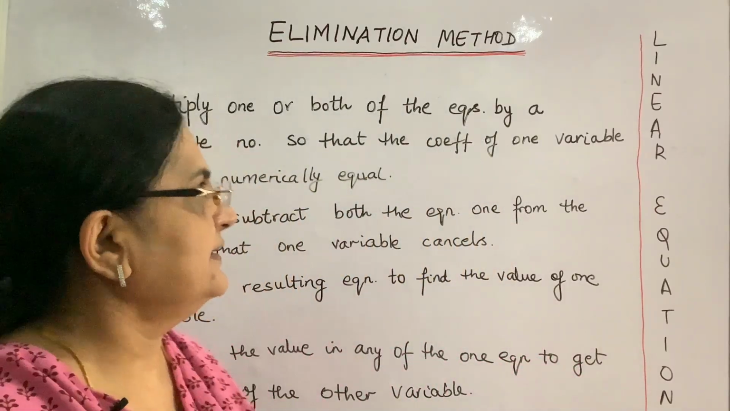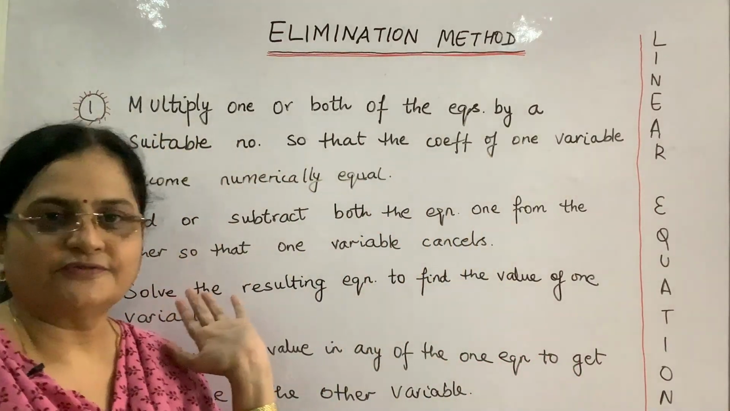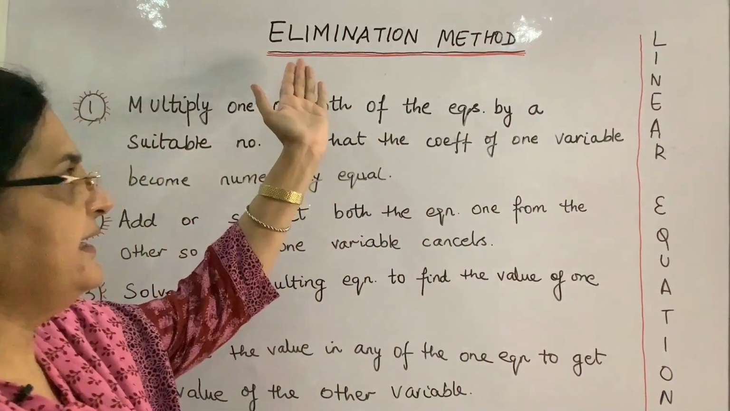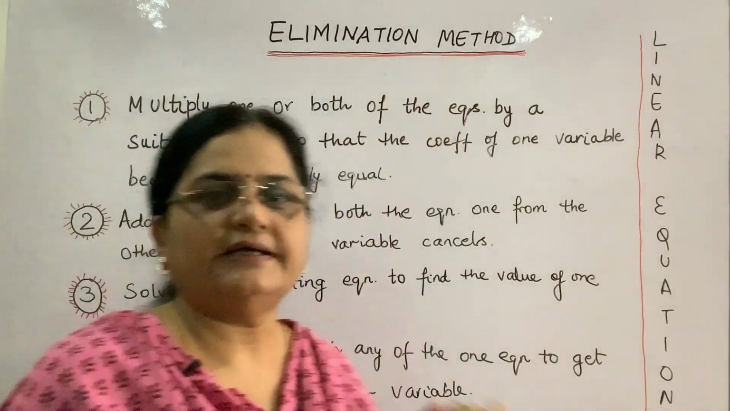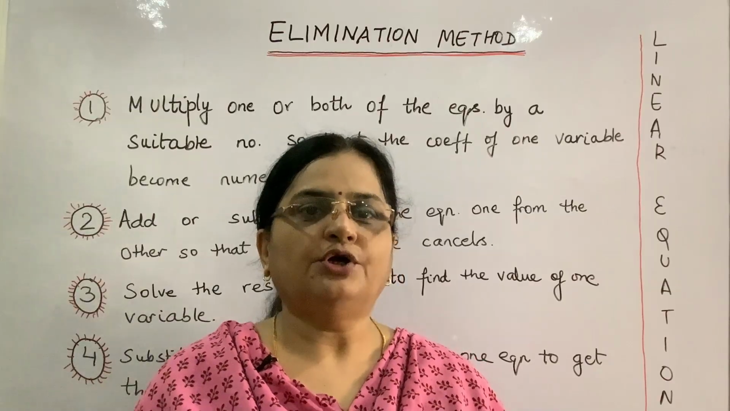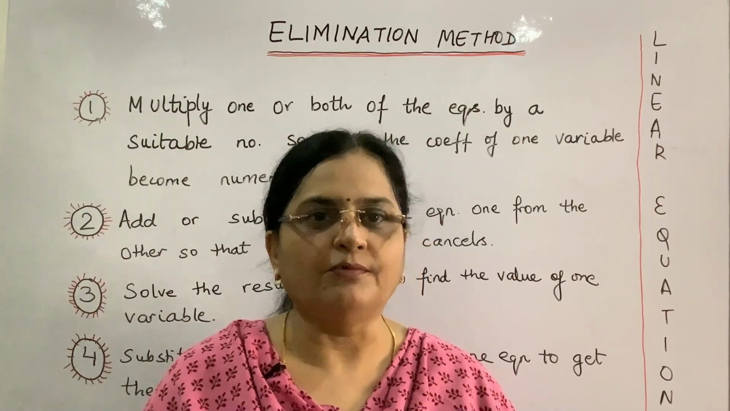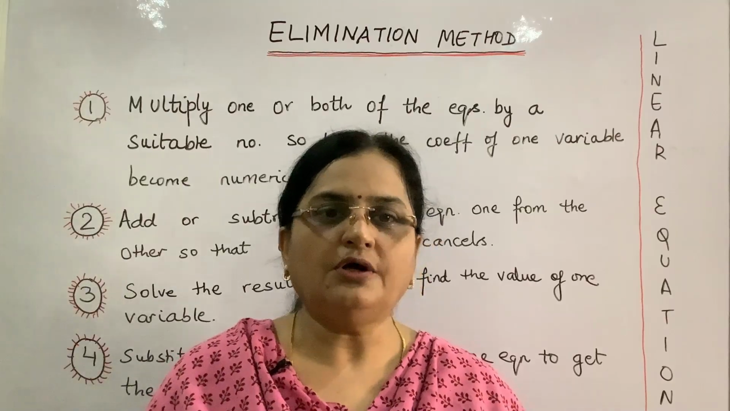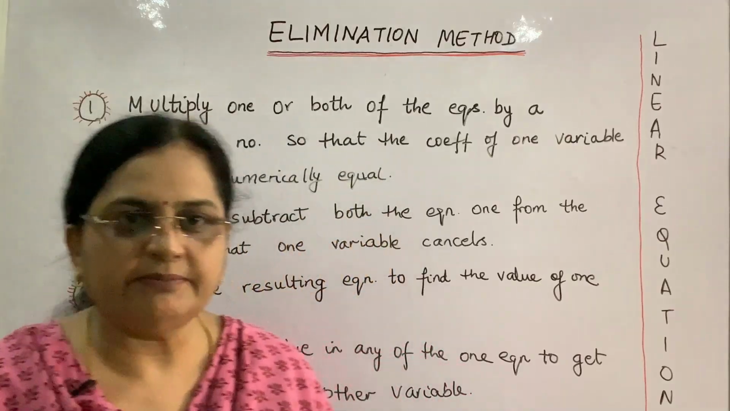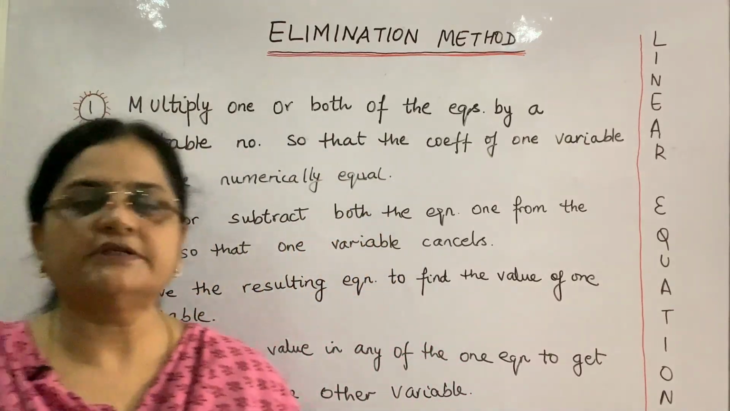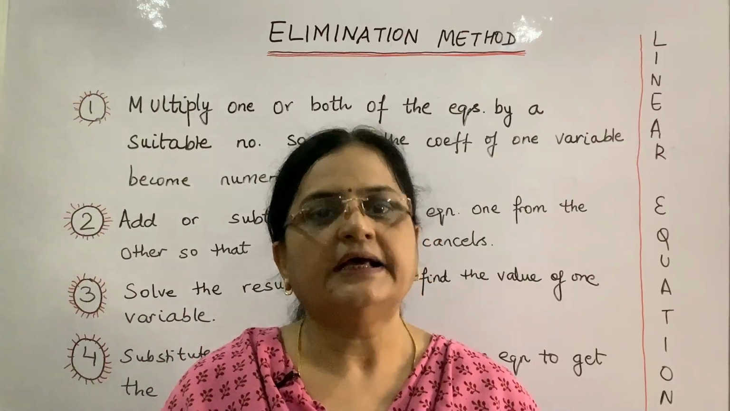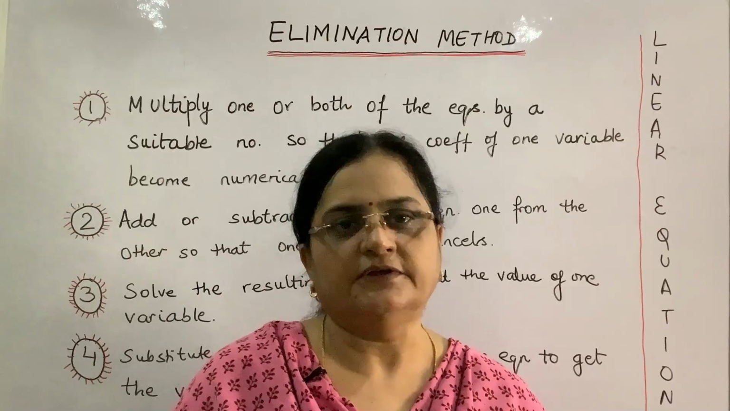Today we will be discussing the algebraic method of solving linear equations, and the method we will discuss today is the elimination method. Elimination, as you know, means to get rid of, or to completely remove. So as the name implies, this method involves completely removing one of the variables out of the two equations and then finding out the value of the variables.